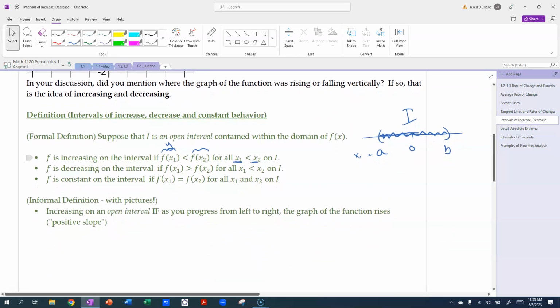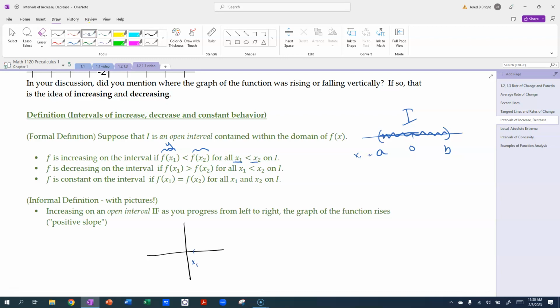Informally, what this would look like is if you can imagine a graph, we would see a function where, okay, here's say x1 and here's x2, and maybe this is interval A to B, something like that. We would see, okay, as we progress from left to right, it is going upwards. And so it has a positive slope.